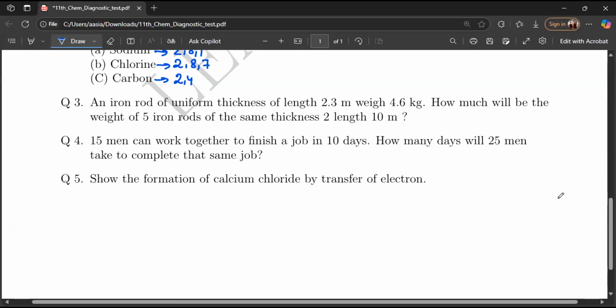Ma'am, the third question, do we have to just multiply after finding the first one? Do we have to just multiply with 5? Because in chemistry, how is this coming? No, it's a mathematics question, just to check your calculation. The basic one. You know that. And here it's a mistake, right? It's not two, it's and. Same thickness and length is 10 meter. That's thickness and length is correct.